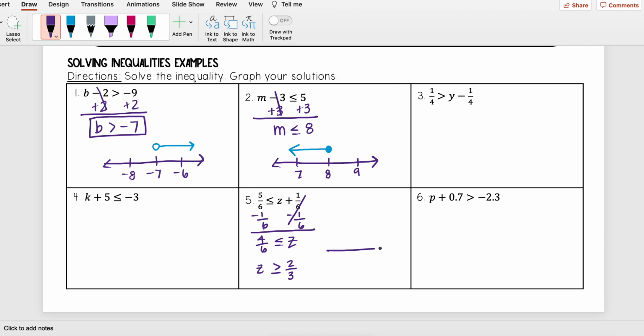And so now when I graph that, 2/3 in the middle, let's go ahead and have 1/3, and then 3/3 is really the same thing as 1. I have greater than or equal to, so that means it's a closed circle. And now I want everything bigger than it, so I want to point everything to the right.